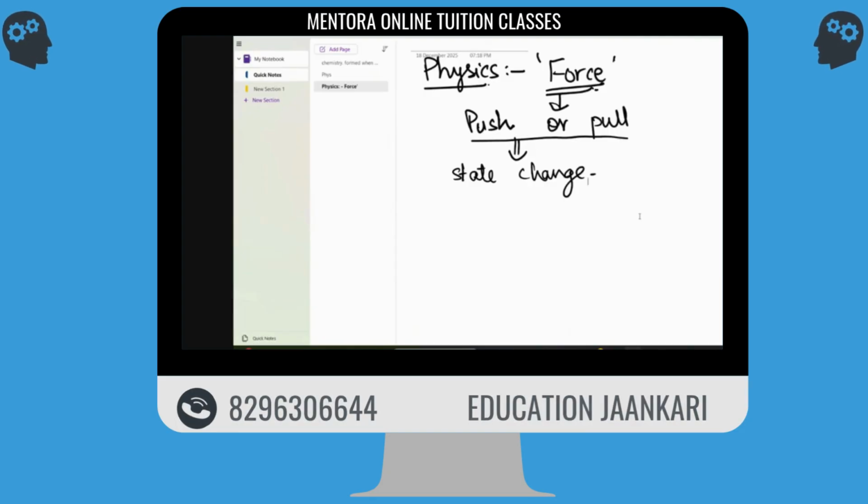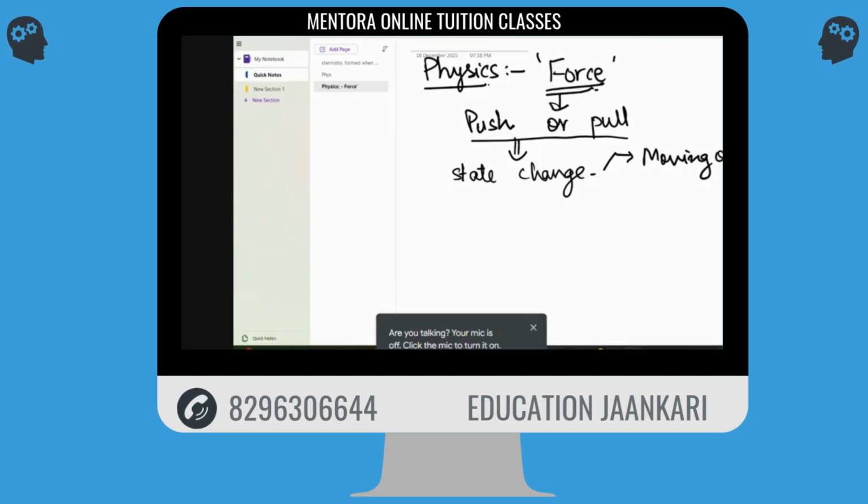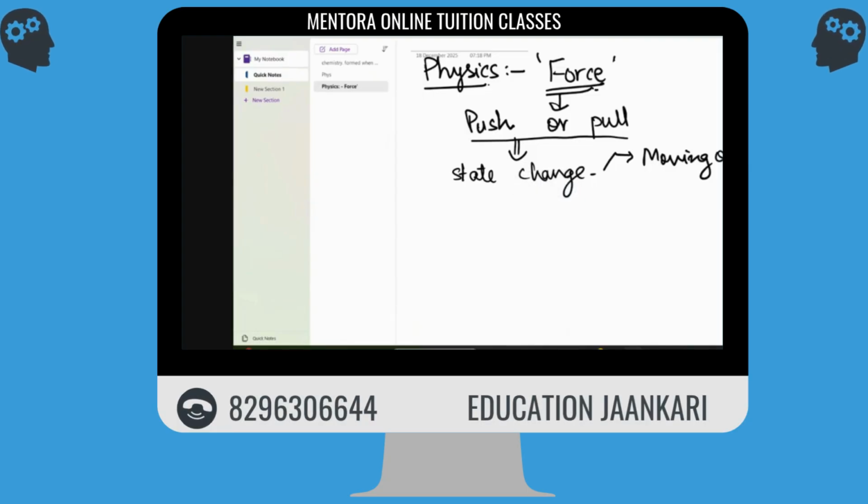So coming back to the topic, I was telling about the force. Force is basically defined as a push or a pull. Whenever a push or a pull is applied to an object, it will lead to the state change. That state change can bring a stationary object to be in motion or an object in motion to come at rest. So state change can bring two changes. It can bring a moving object to come at rest. And the second thing that can be done is a resting object to be in motion, right?